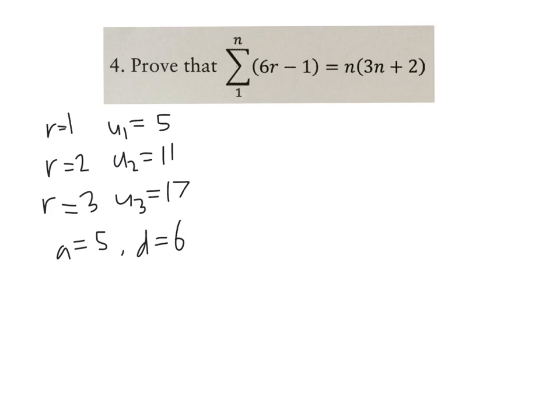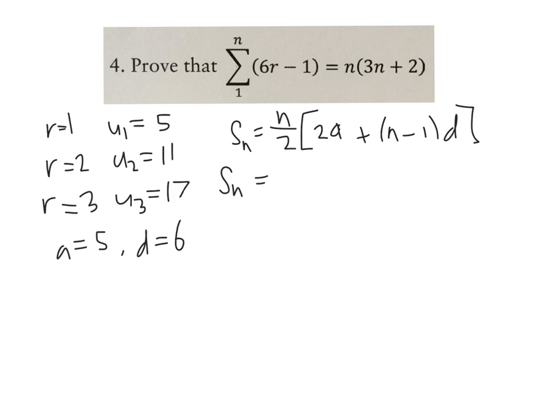So we're looking at Sn. We're trying to find out what Sn is. So Sn is n divided by 2, 2a plus n minus 1 d. And then for this one, n is still n because we're summing up to n terms. So we can't substitute in a value for n, but we know that a is 5, so 2a would be 10. And then we know as well that d is 6.